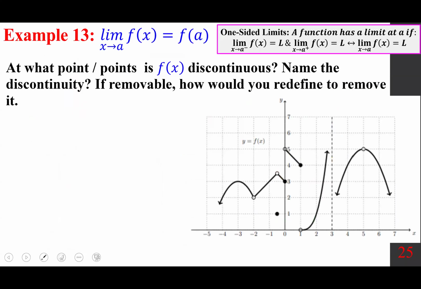All right, reminding you that the limit of f of x as x approaches a equals f of a means continuity, and one-sided limit says if the limit of f of x as x approaches a from the left and from the right are the same, the limit exists.